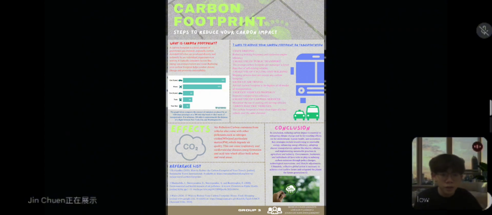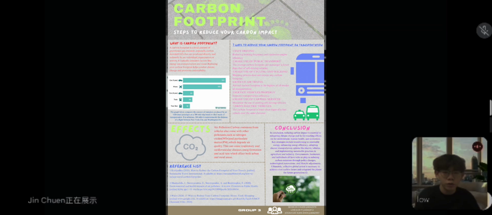The next one is to make use of carpool services. For example, maximize the use of existing self-driving vehicles. The last one is to drive electric vehicles. The carbon footprint is lower than that of a fuel vehicle over the same distance.